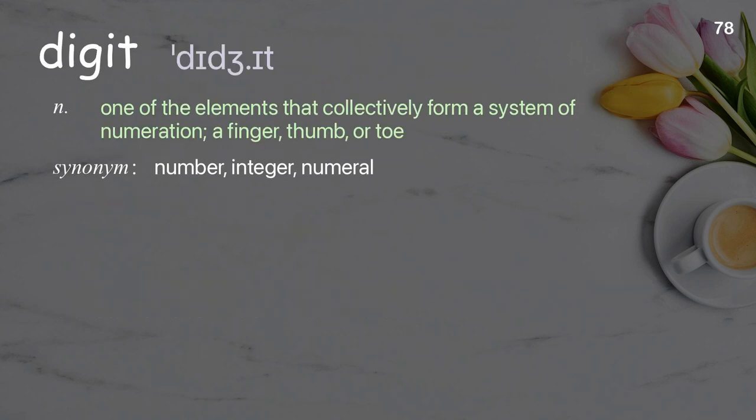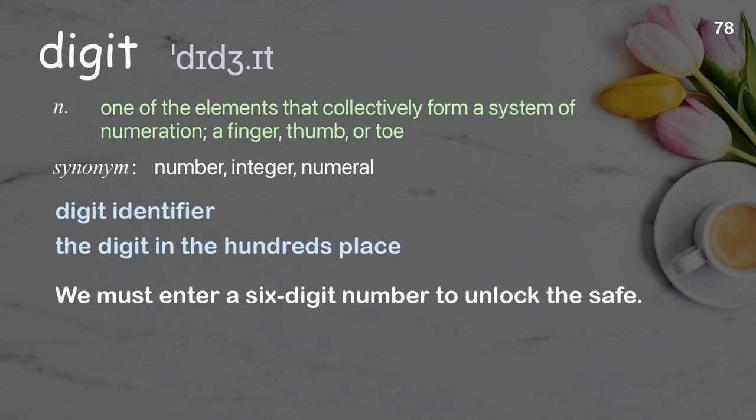Digit. One of the elements that collectively form a system of numeration; a finger, thumb, or toe. Examples: digit identifier, the digit in the hundreds place. We must enter a 6-digit number to unlock the safe.